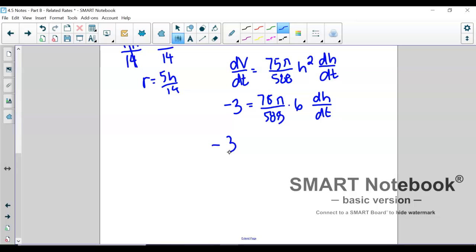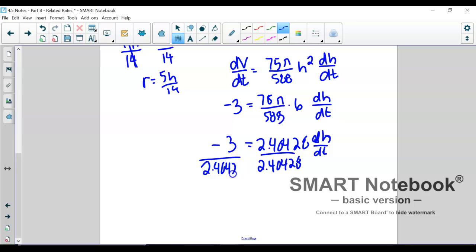So let's just use our calculator there to find all of that stuff. 75 pi over 588 times 6 is going to give us 2.4048 dh/dt. We're going to divide by that number. And so if we do that, negative 3 divided by that number is going to give us negative 1.2477. And that would be in feet per minute. Feet per minute is your dh/dt when h equals 6 feet.